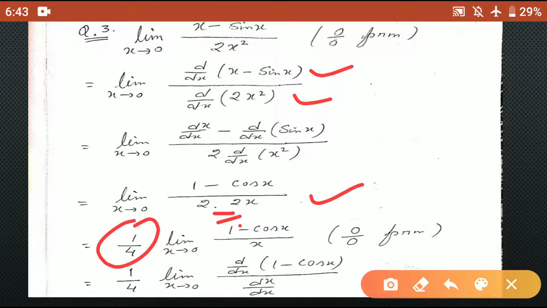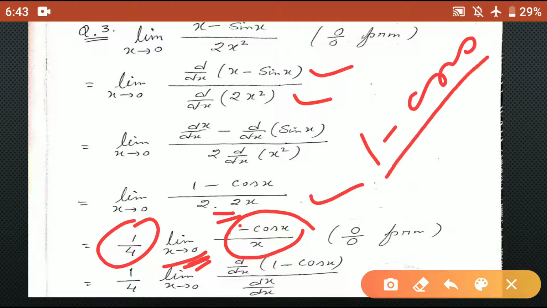It is 1 by 4, and limit x tends to 0, (1 minus cos x) by x. Now again you put the value of x as 0, so it will become 1 minus cos 0 by 0. 1 minus cos 0 is 1, so 1 minus 1 by 0 means 0 by 0. Again it is in the form of 0 by 0.